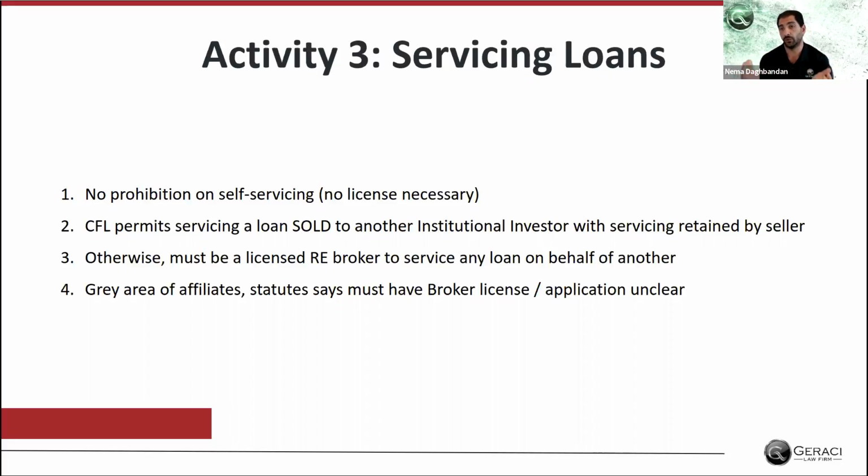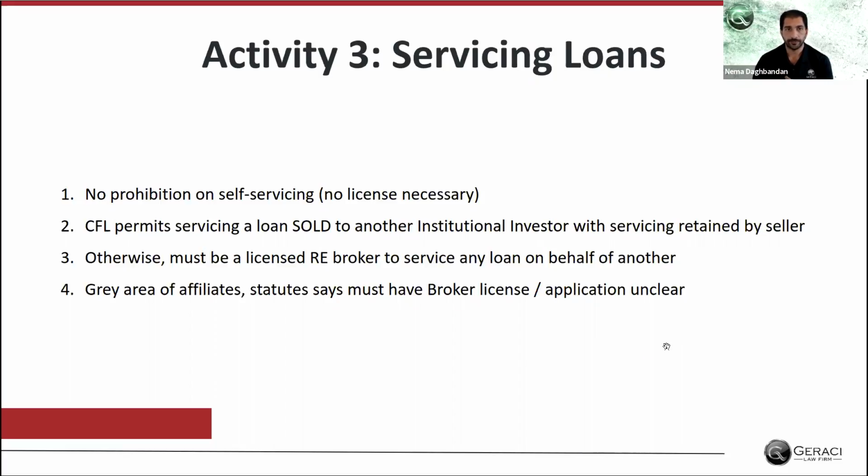It's not an activity which requires a servicing license, because servicing is an activity on behalf of another. So as long as the named lender is the servicer, you are fine on that side of it. And I will dig into the next question towards the Q&A on this one.